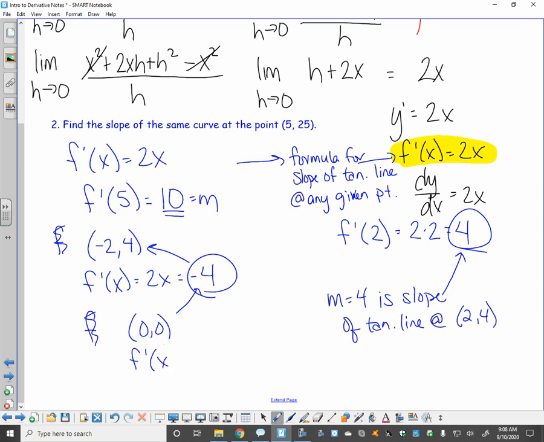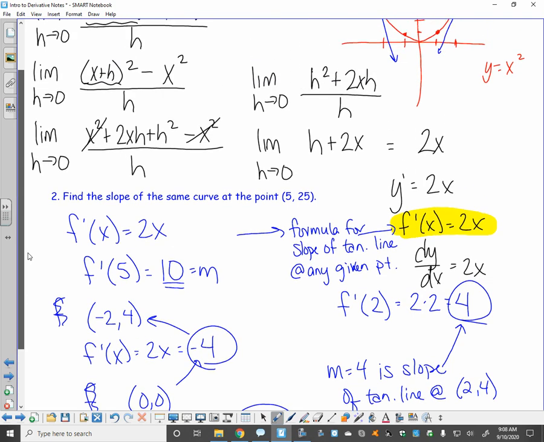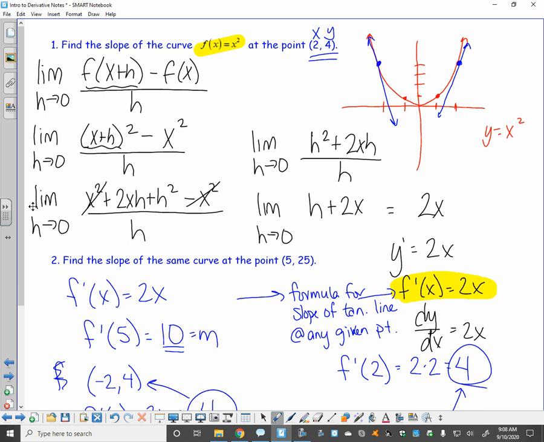Well, f prime of x equals 2x. I'm going to plug in the 0 for x, and I'm going to get a 0. Okay, so here's what this is saying. 0 is the slope of the tangent line at (0, 0). Well, you know that a 0 slope is a horizontal line. And that is the slope of the tangent line at (0, 0).